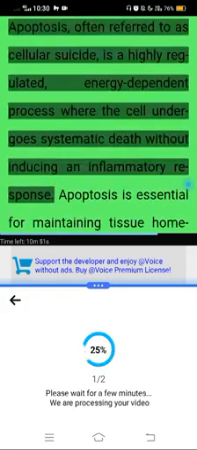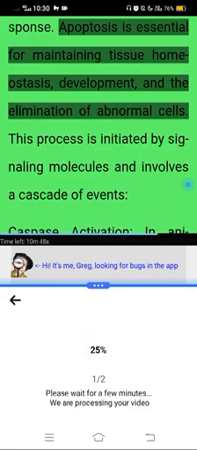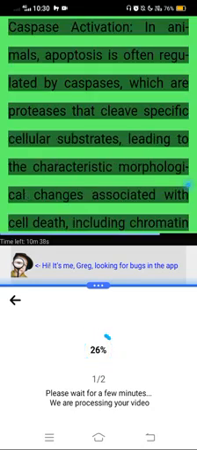1.1 Apoptosis. Apoptosis, often referred to as cellular suicide, is a highly regulated, energy-dependent process where the cell undergoes systematic death without inducing an inflammatory response. Apoptosis is essential for maintaining tissue homeostasis, development, and the elimination of abnormal cells. This process is initiated by signaling molecules and involves a cascade of events.